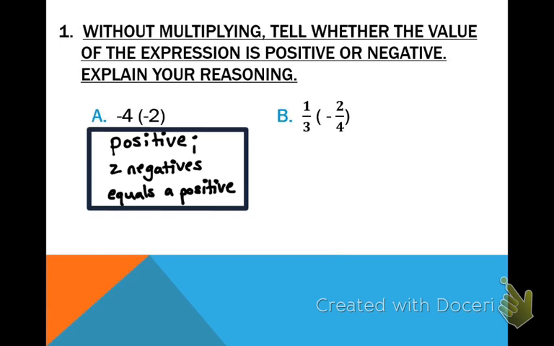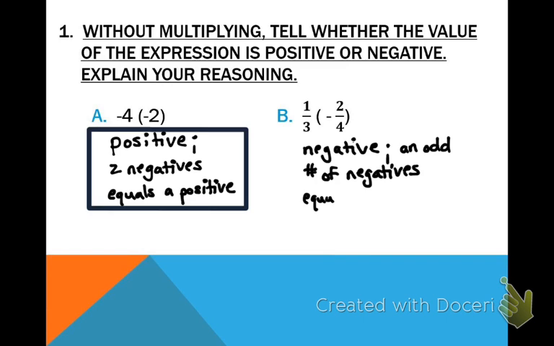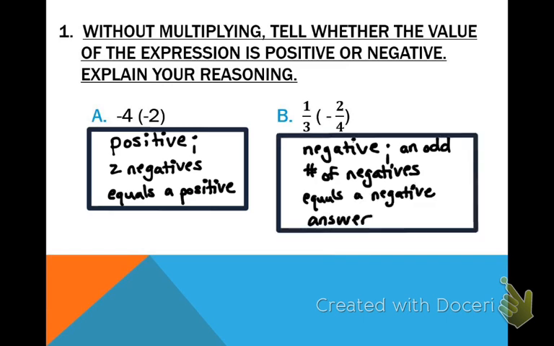Let's look at problem B. 1/3 times negative 2/4. Class, will this be a negative or a positive answer? Negative. Can someone raise their hand and explain to me why we know that this will be a negative answer? Maddie, what do you think? Because there's a negative. That is correct. If we ever have an odd number of negative signs, then we know that that's going to equal a negative answer.